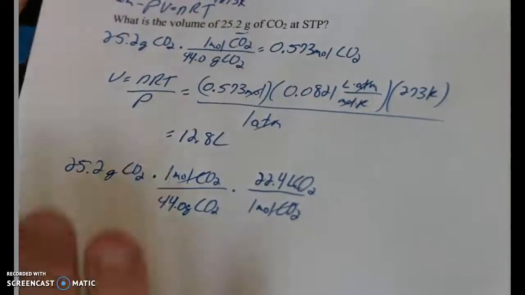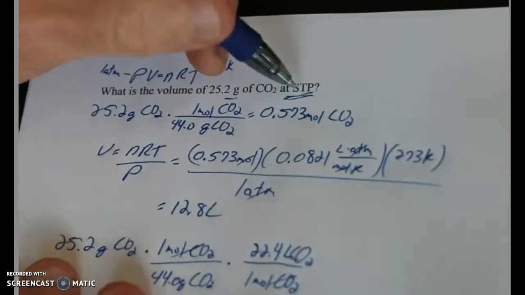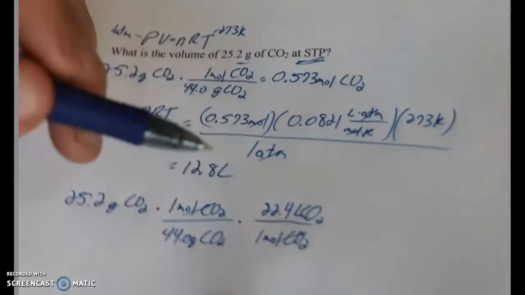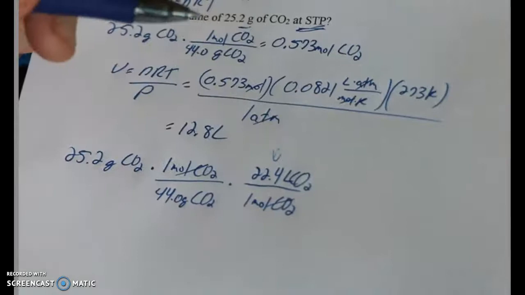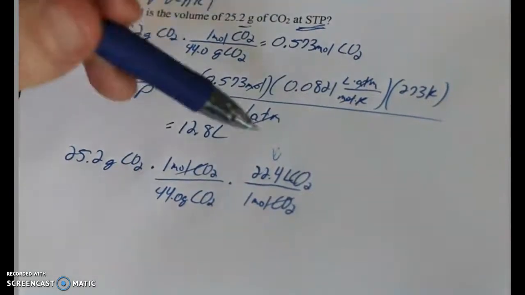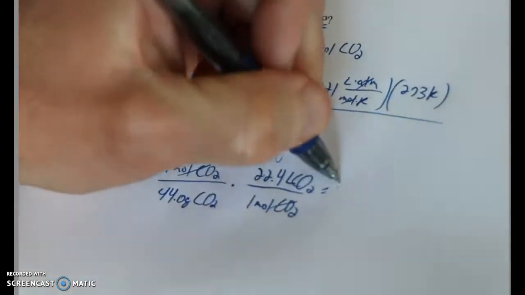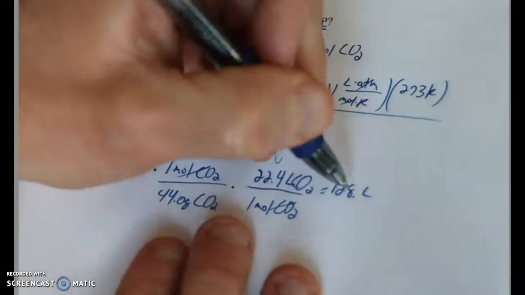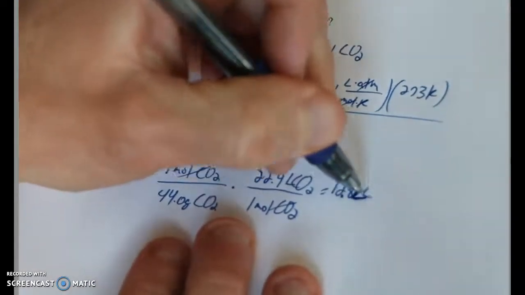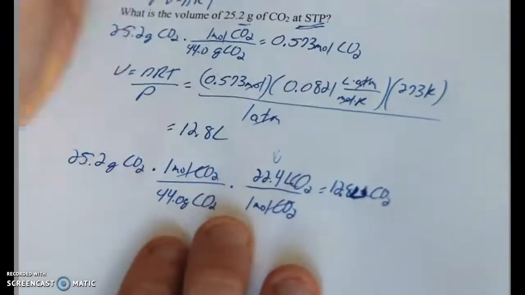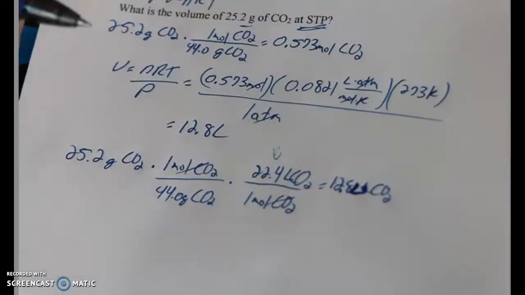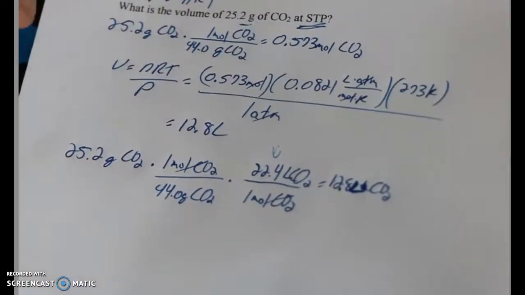Now the reason why I could do this is because it was at STP. If it wasn't at STP, this last step wouldn't work. Right, if you change the temperature or pressure, the volume changes. But at STP, 1 mole of a gas is 22.4 liters. I do this math, and I get the same answer, 12.8 liters. Oh, I wrote that wrong. Of CO2. Get the same thing there. All right, so like I said, it works because it's at STP.